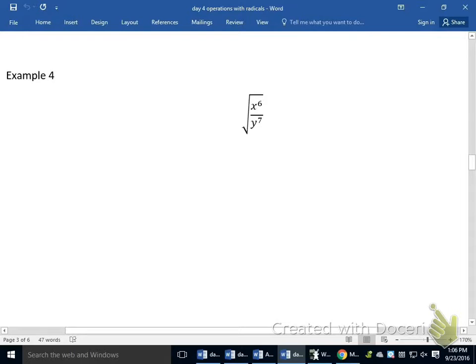Alright, while it looks like there's really nothing going on in this problem, it's the fact that there's a fraction within the root, and that's where the issue is. Because this would be rewritten as the square root of x to the 6th over the square root of y to the 7th. Alright, now what I personally like to do is I like to go ahead and just reduce both of those as much as I can.